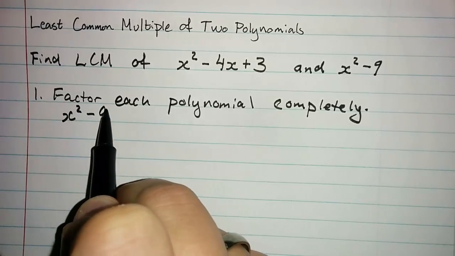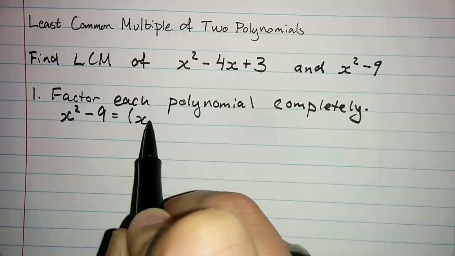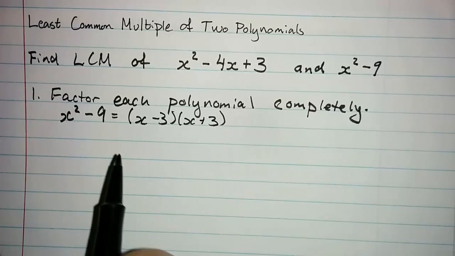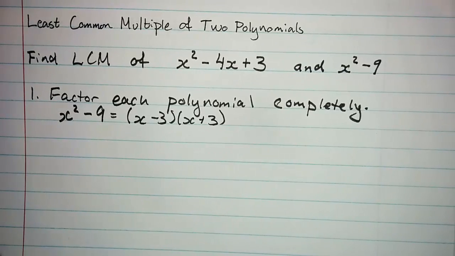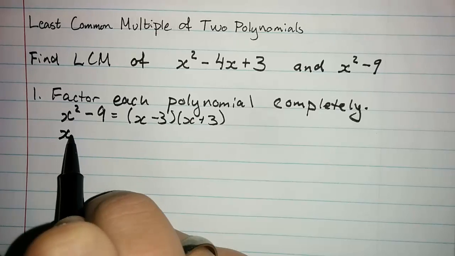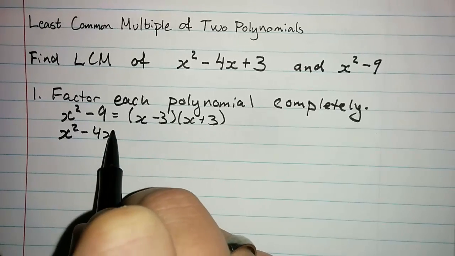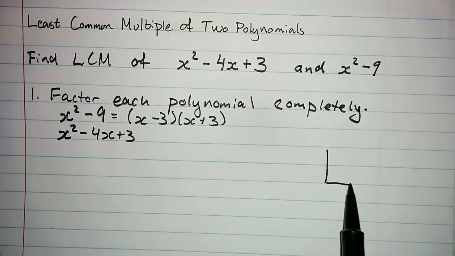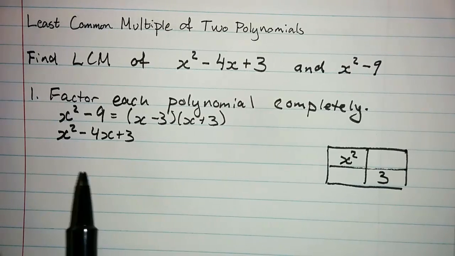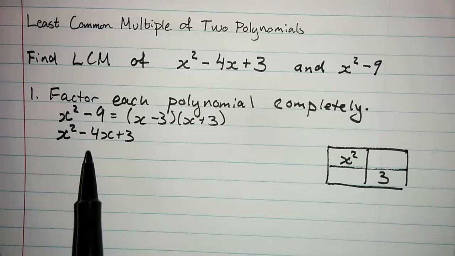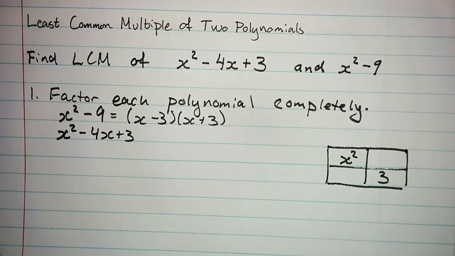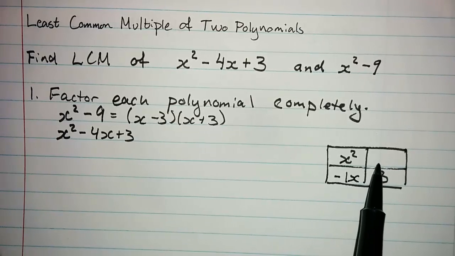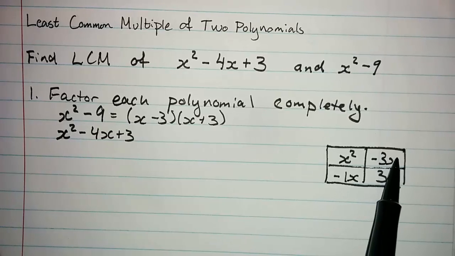X squared minus 9 is x minus 3 times x plus 3, noting that 9 is 3 squared. X squared minus 4x plus 3. Well, we'll want to split up that middle term with two numbers whose sum is negative 4 and whose product is positive 3. I think we'll have negative 1x and negative 3x.